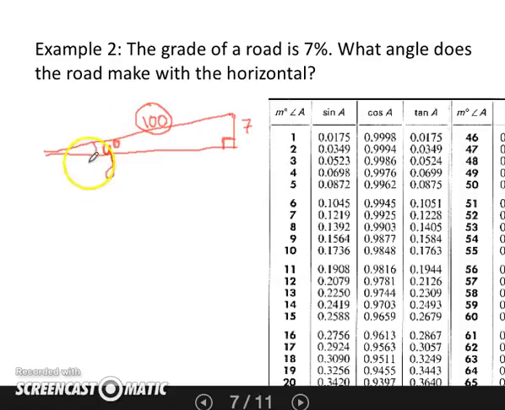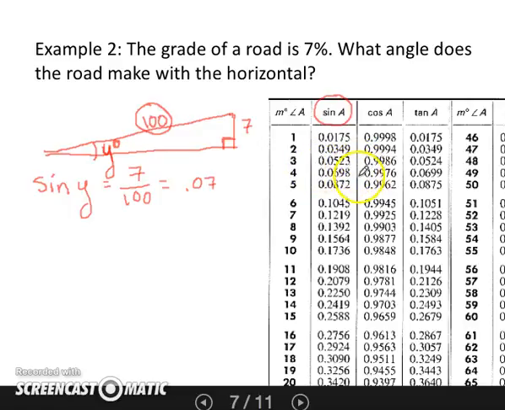Okay, so what angle does it make? We have the opposite side and the hypotenuse, so the most convenient trig function to use is going to be the sine function. We have sine of y equals 7 over 100, which is the same as 0.07. Now, we know what the sine of y is, but we want to know what y is, y itself. So again, we have to go backwards. We're going to look in the sine column, and we're going to go down until we find something close to 0.07. I have 0.05, 0.06, 0.08.